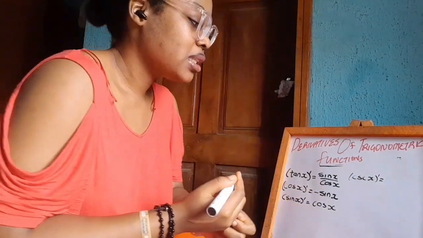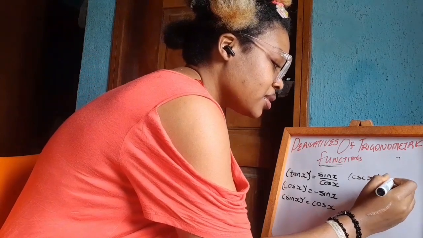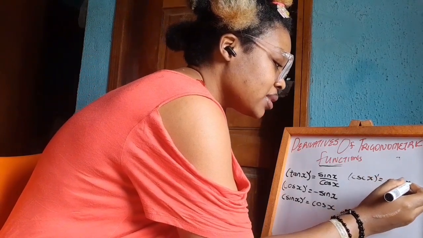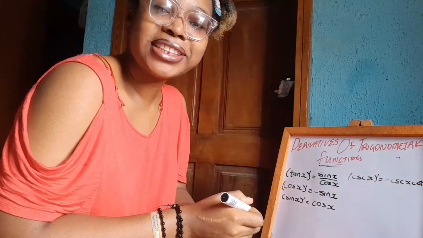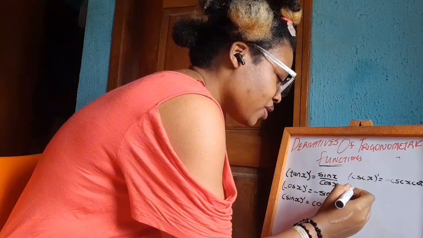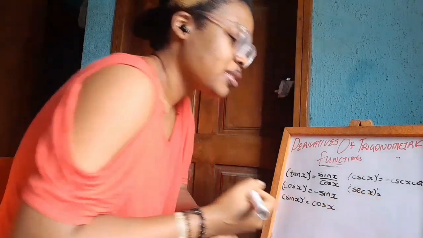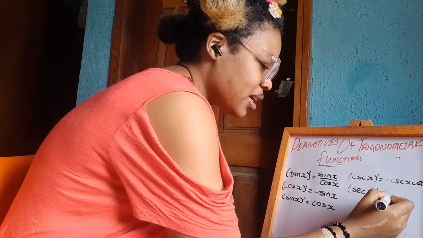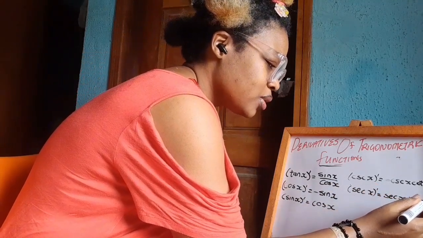Derivative of cosecant x is what? I trust you guys. What? Minus cosecant x cot x. Am I correct or am I wrong? Tell me if I got it wrong. I'll still check it. The derivative of secant x is what? I think secant x tan x. I think. I'm not sure.